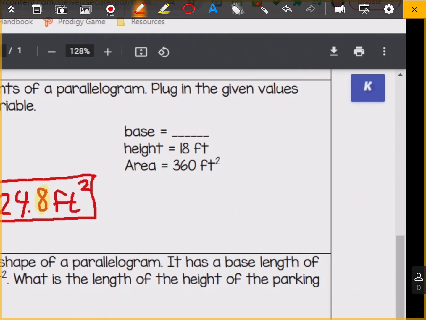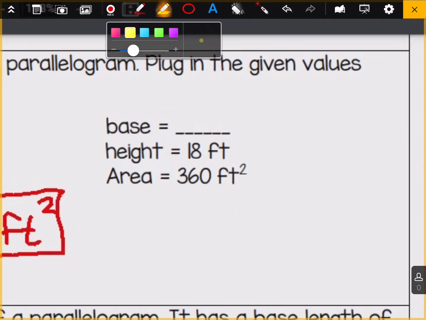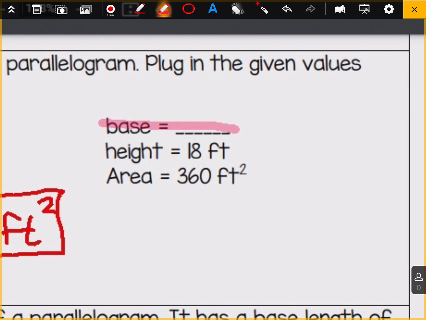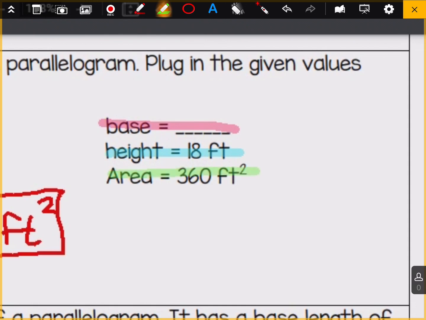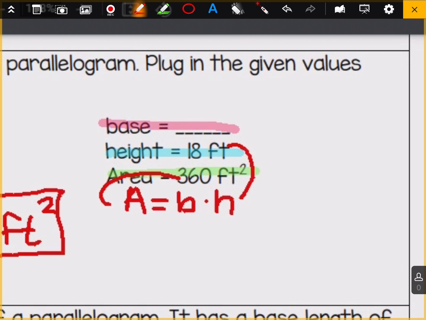This next example is a little different, and that is because we are looking for the base. That is the missing value. It gives us the height and it gives us the area. So this is going to go back to our equation solving skills. For this one, I'm going to rewrite the formula again. Area equals base times height. So I'm going to plug in 18 for the height and 360 for the area. So 360 equals base times the height, which is 18.